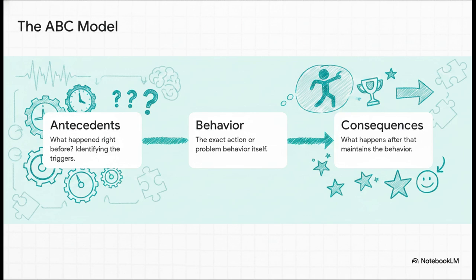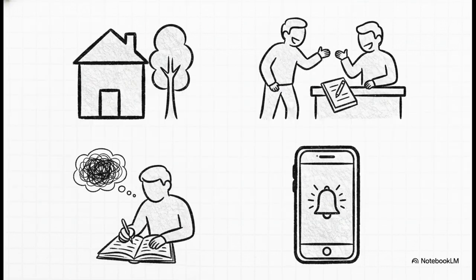So as an example, if a child acts out, that's the behavior. Was the antecedent a difficult math test? And was the consequence getting sent out to the hall, thus successfully avoiding the work? By breaking it down like this, the path to treatment becomes so much clearer. Clinicians have a handful of practical methods for gathering this observational data.